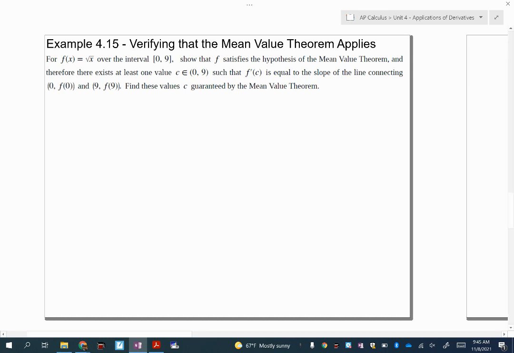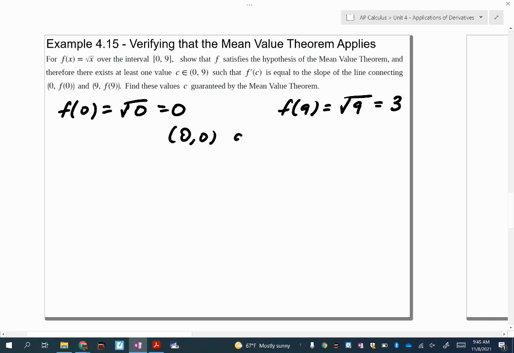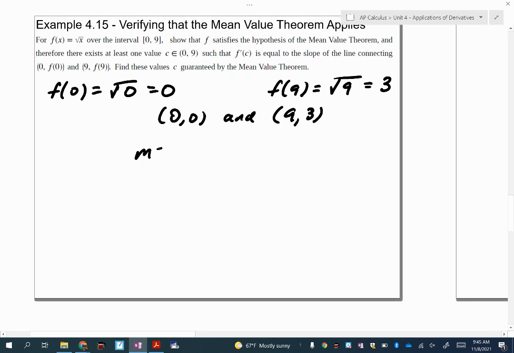Let me actually first just plug in so you know what the endpoints are. I'm going to plug in 0, plug in 9, square root of 0, square root of 9. So this is equal to 0, and this is equal to 3. So my ordered pairs are (0, 0) and, not (3, 3), sorry about that, (9, 3). So let's find the slope of this line. So we have 3 minus 0, the change in y, over the change in x. So reduce, that gives you 1/3.